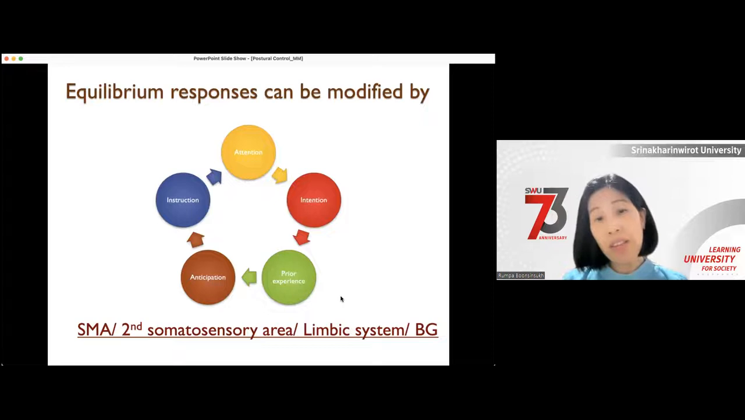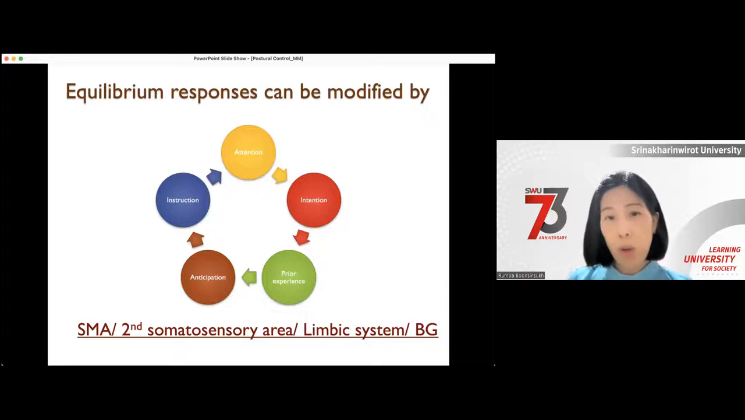So this character comes from the control of the supplementary motor area, secondary somatosensory area, limbic system, and basal ganglia. So right now you can see that with the control of balance, it expands your knowledge from the brainstem control up to the cerebral cortex.